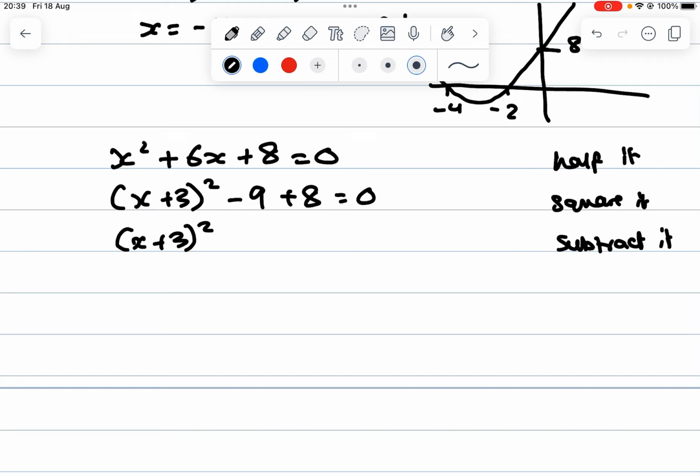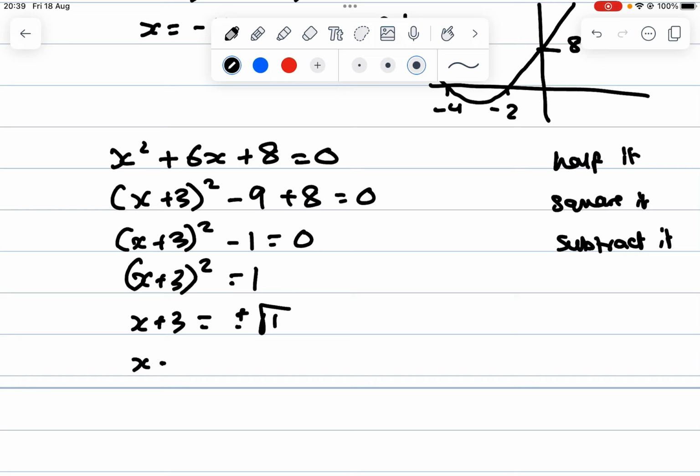X plus 3 squared minus 1 equals 0. Why is this helpful? I can solve it still. So I could get x plus 3 squared equals 1. X plus 3 equals plus or minus square root 1. When you square root a number, it can be plus or minus, because minus 1 squared is 1 and 1 squared is 1. Then x equals minus 3 plus or minus root 1. And root 1 is 1, so in this case, x equals minus 3 plus 1, minus 3 minus 1, so minus 4, minus 2.